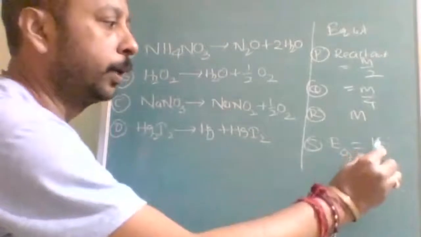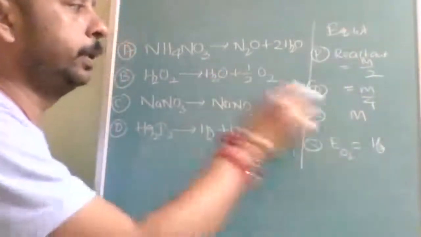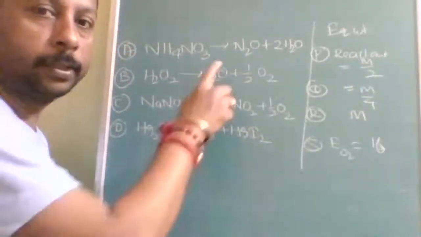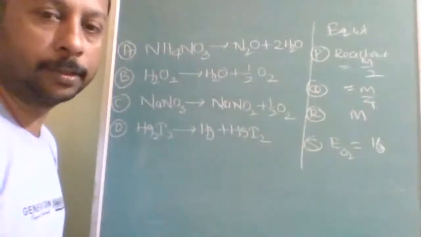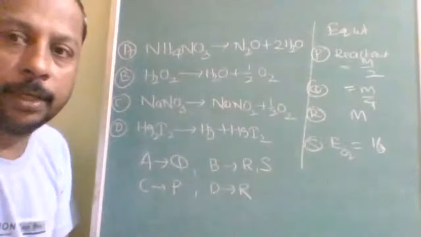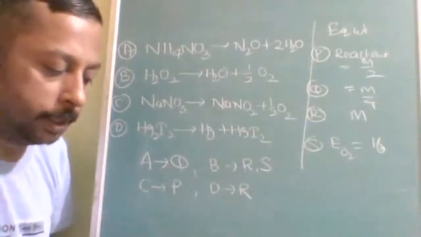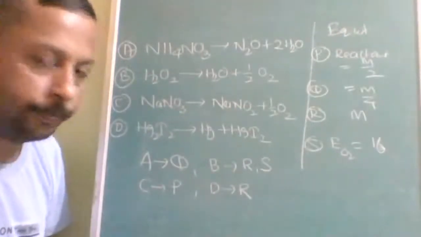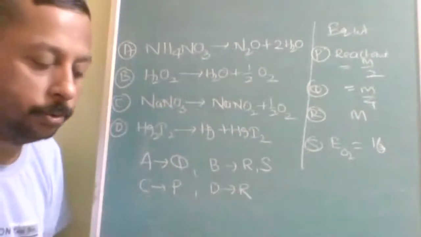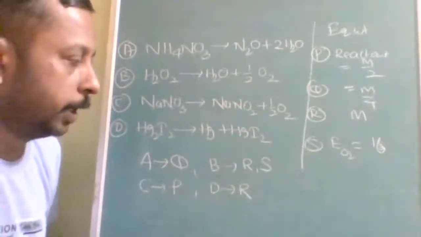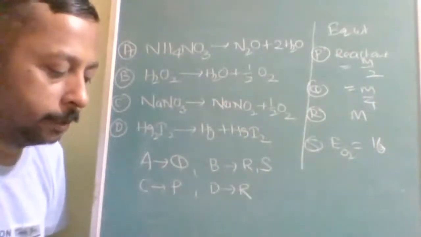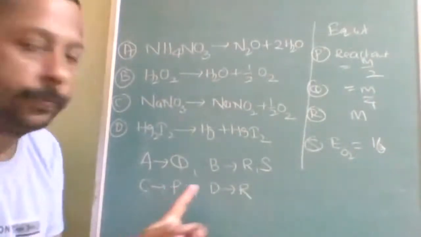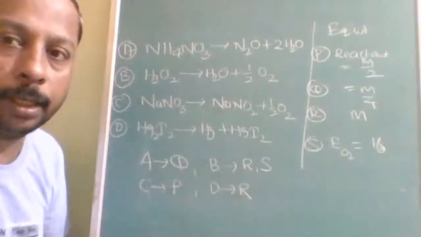Okay, so try to check all options with each and every reaction. First reaction, how many of them are correct? Let us see who will answer fast. Okay, now check your answers. A answer is Q. B answer is R, S. C answer is only P. D answer is only R.